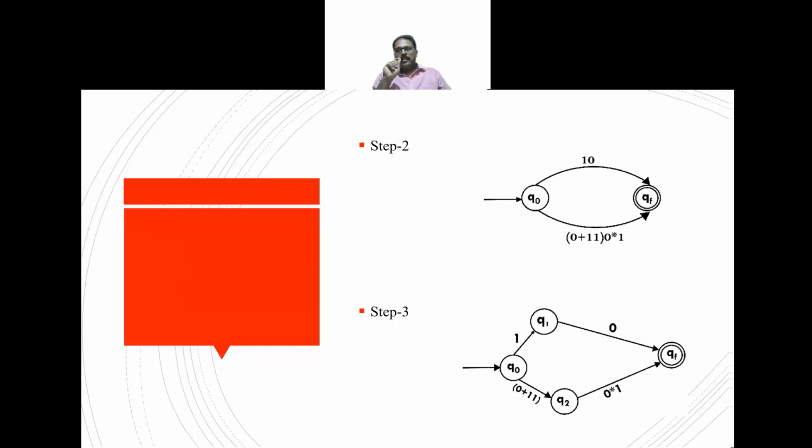It means that there must be an intermediate node or intermediate state between Q0 and QF. I denote it as Q1 and represent it in step 3. From Q0 to Q1, the label is 1, and from Q1 to QF, the label is 0. This completes the path from Q0 to QF.